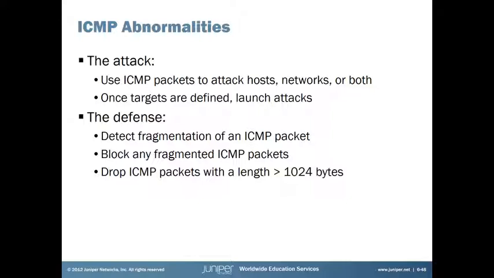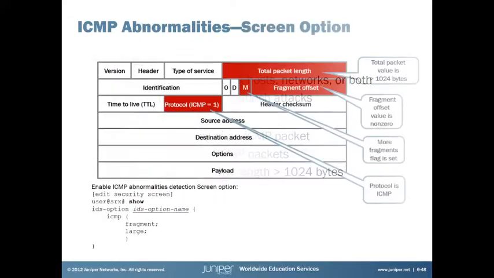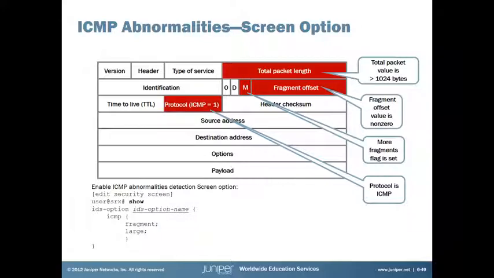So you detect them, you block them, and you simply set up a maximum length. So there it is. If they're fragmented, we're dropping it. If they exceed our maximum length, we are dropping it as well. There it is. Protocol number 1.